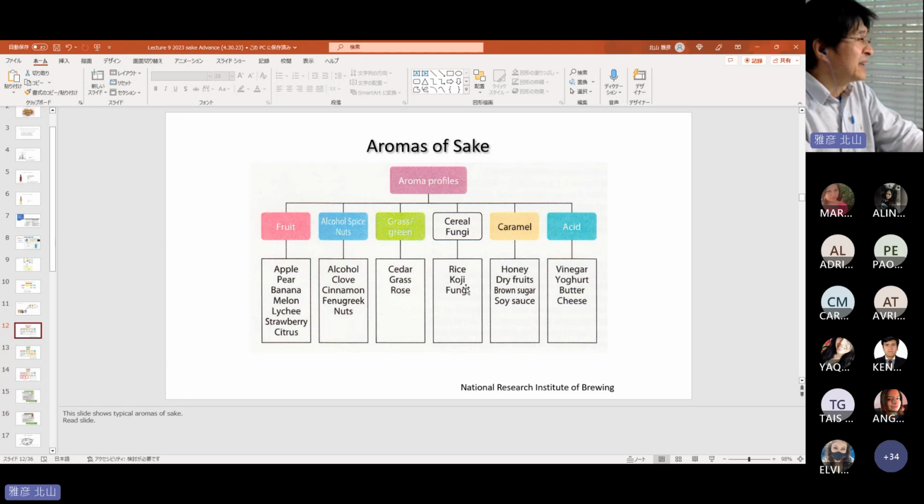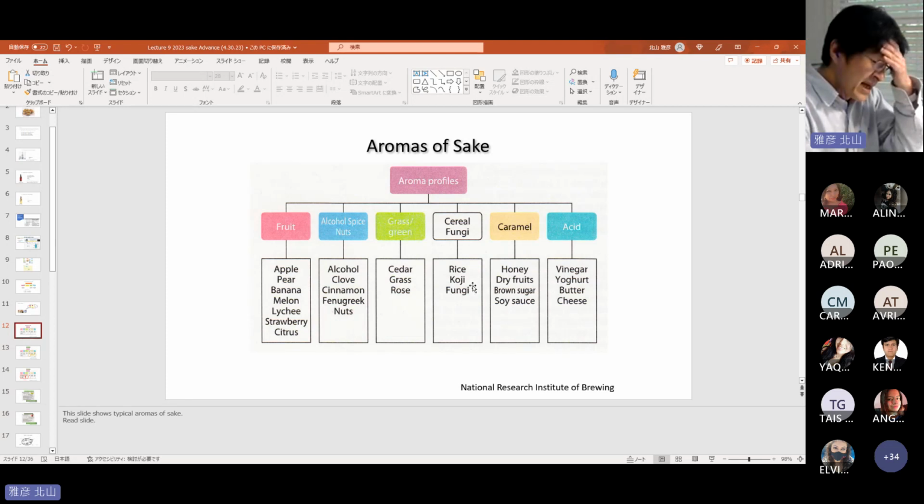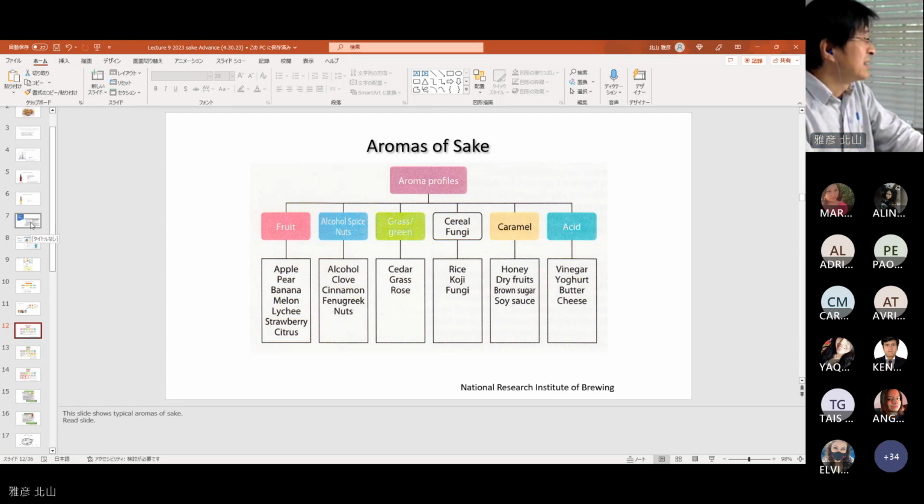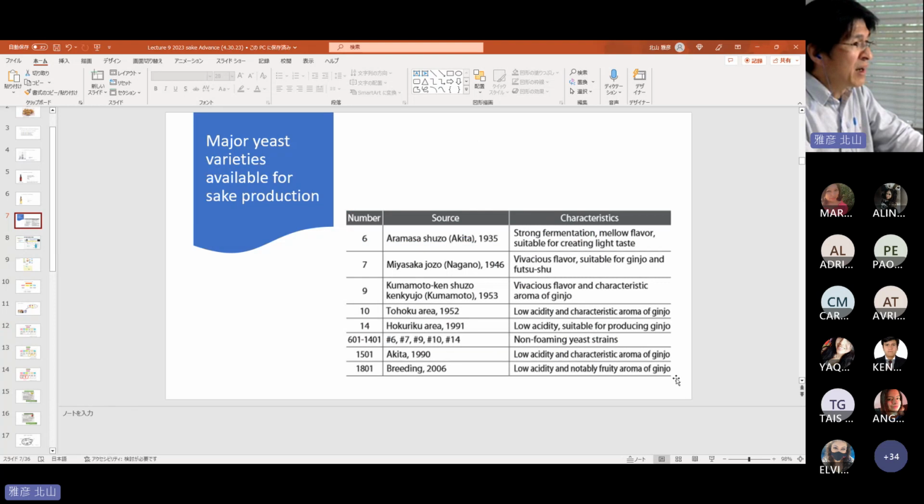But later, especially after 1980 or 1990, sake with the aroma of ginjo became very popular. And people in the world, overseas, also prefer sake with aroma of ginjo, just like wine. So that is the reason why people try to find yeast strains to produce more aroma of ginjo.